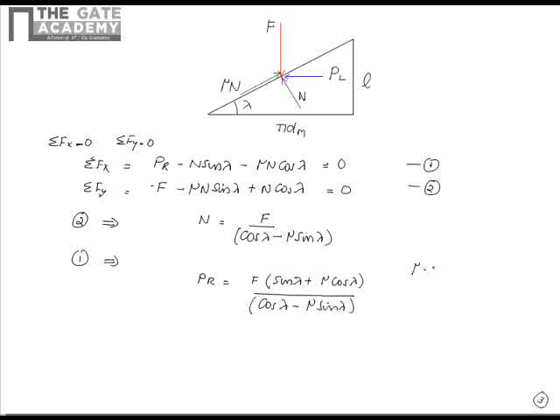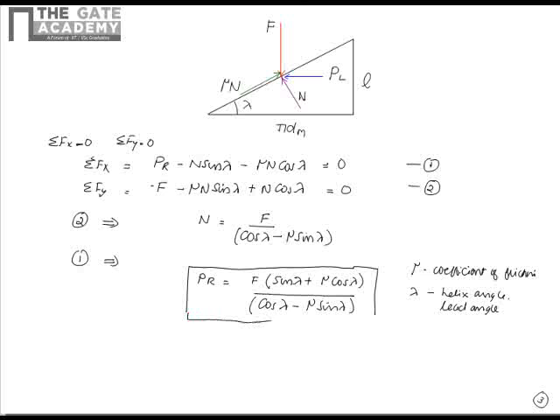Here mu is the coefficient of friction and lambda is the lead angle. So we get the force required to raise the load as F into sin lambda plus mu cos lambda divided by cos lambda minus mu sin lambda.